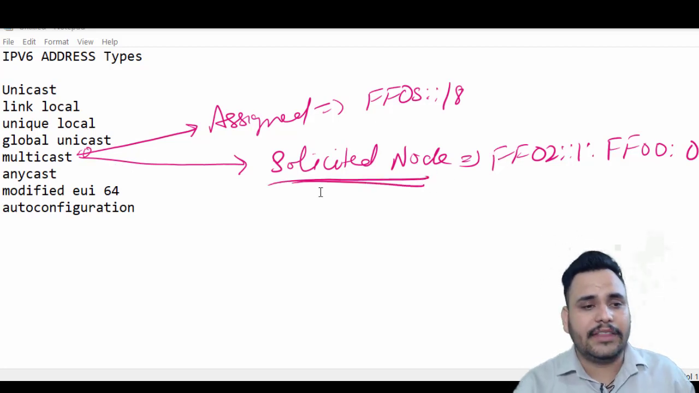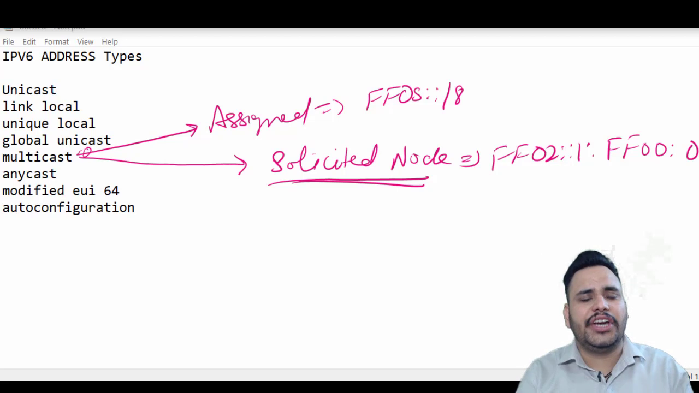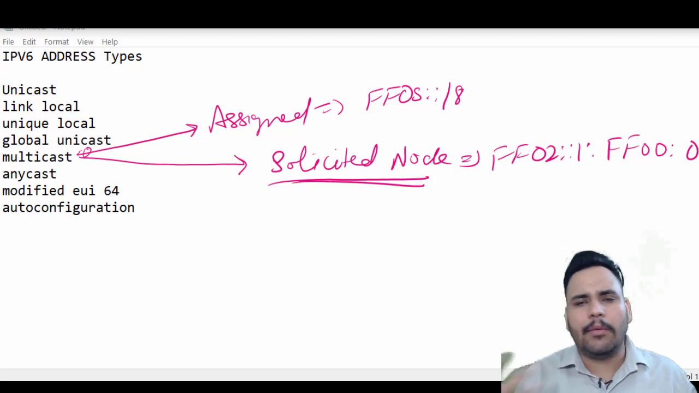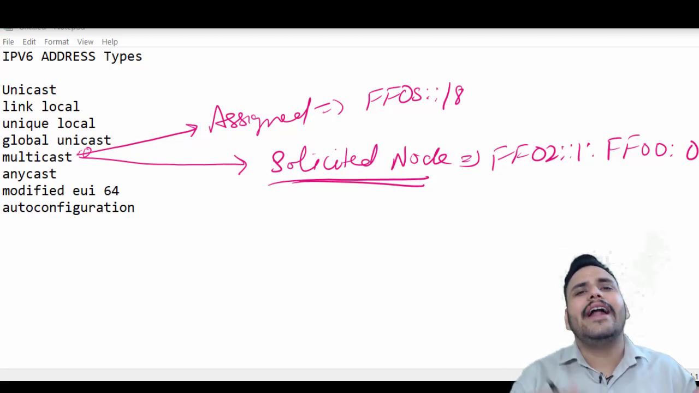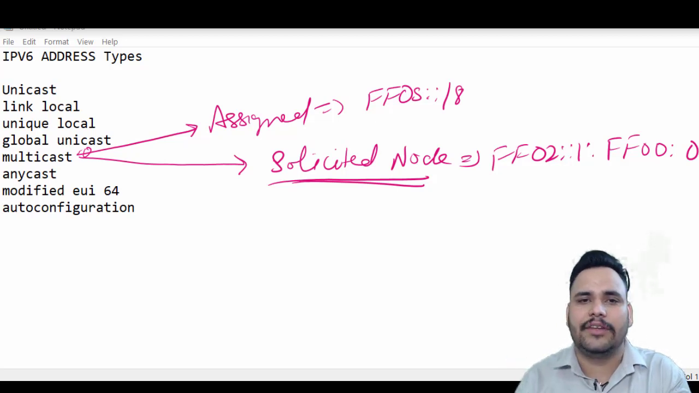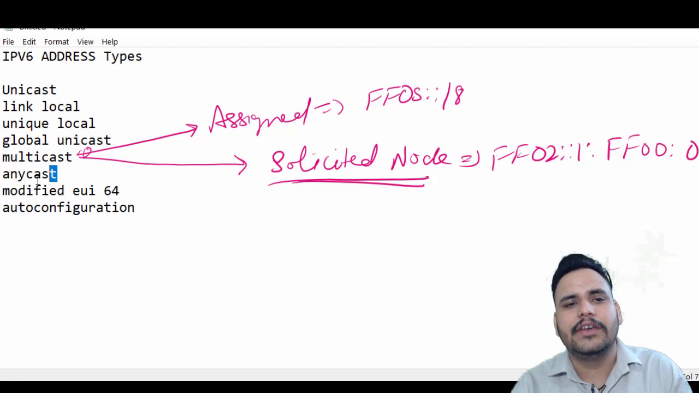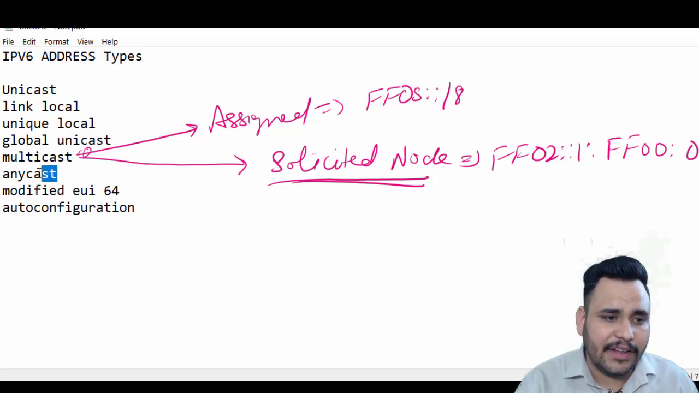So the important thing after multicast is the anycast address. Anycast is a collection of devices sharing the same IPv6 address. Transmission is to the closest address, topographically, and it is identical to unicast, so the only difference is administrative. So an anycast address is a collection of devices which use the same IPv6 address.